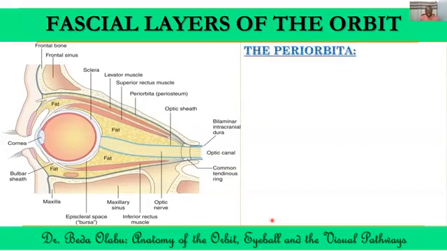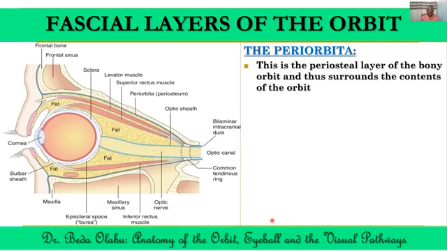Let's begin with the simple one, the periorbita. So what is the periorbita? Periorbita is simply the periosteum of the bony orbit, you know, that connective tissue membrane that surrounds bone. When you're in the orbit, there's definitely periosteum that lines the bones of the orbit. So we call that one the periorbita. It therefore surrounds all the orbital contents, if you think about it.